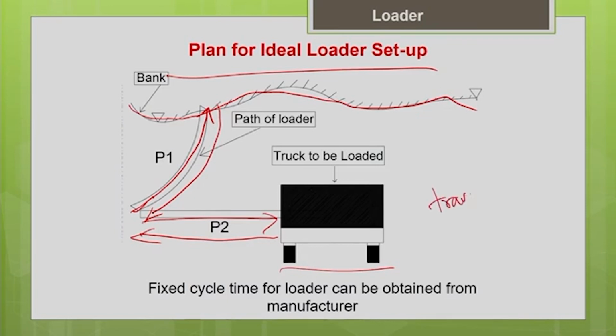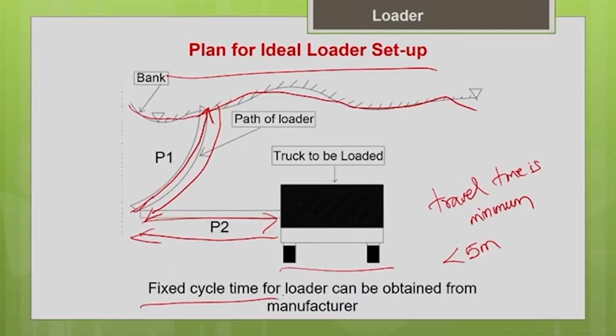Another important thing to note is when the travel time is minimum. Say the truck is placed very close to the loader, less than 5 meters or approximately 15 feet. In that case the travel distance is negligible and the travel time is minimum. So, I can take the fixed cycle time for the loader directly from the manufacturer, because for distances less than 5 meters there is not much variation in the fixed cycle time.